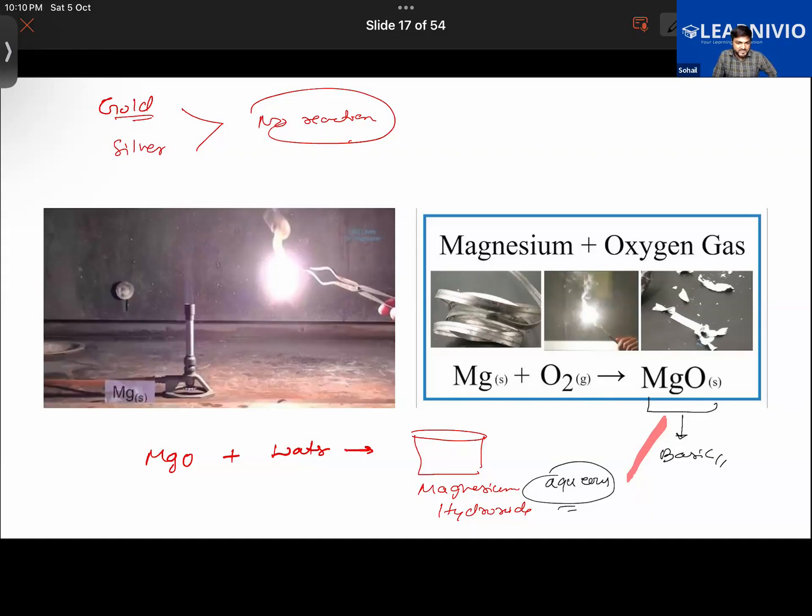Now we can do the litmus test. Earlier, why couldn't we do the litmus test? Because it was in a dry state, so litmus paper would not have worked. So if you're going to put the blue litmus paper in it, what will happen? Or if you're going to put the red litmus in it?